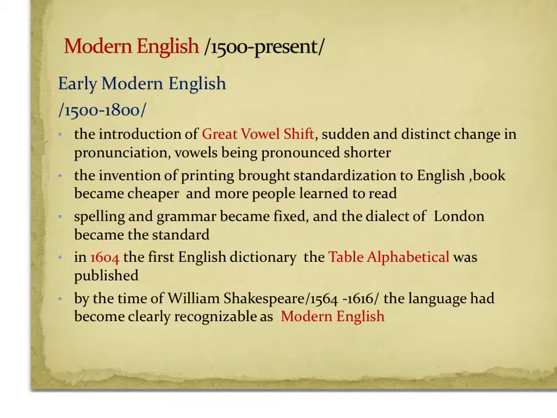Books became cheaper and more people learned to read. Spelling and grammar became fixed, and the dialect of London became the standard. In 1604, the first English dictionary, the Table Alphabeticall, was published. By the time of William Shakespeare, the language had become clearly recognizable as modern English.